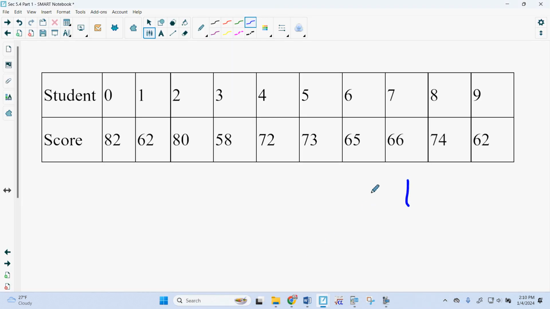So I would have 7492, and use those 4 numbers that you get for your random sample, and I want you to find the average of those 4. Okay, so in my case here, I have 80 plus 72 plus 66 plus 62 divided by 4. So my average is 70.